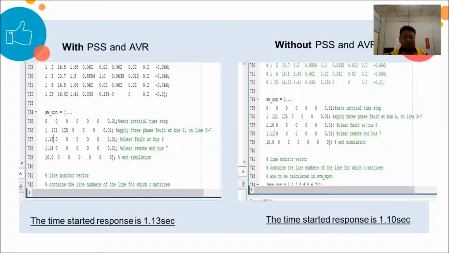For with PSS and AVR, the time start response is 1.13 seconds. We can see here a clear bar at bus 6. And without PSS and AVR, the time start response is 1.10 seconds. So there is also a clear bar at bus 6.